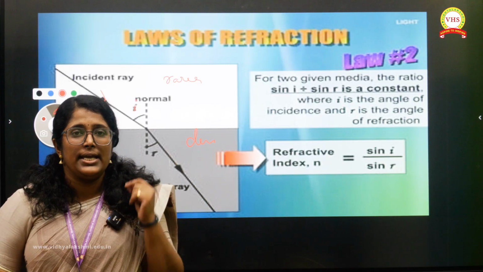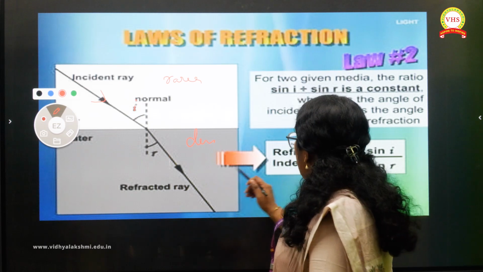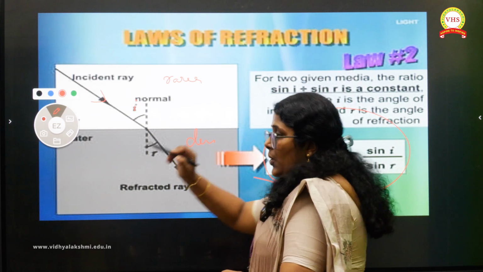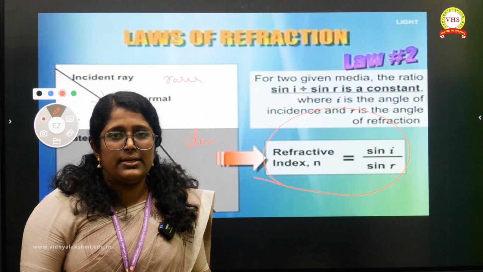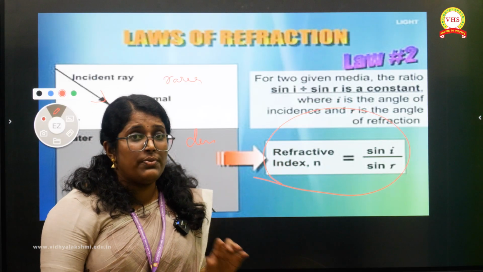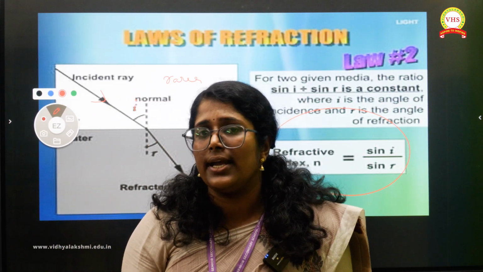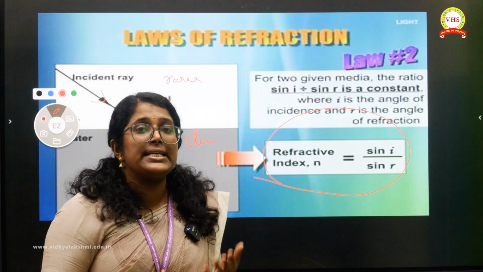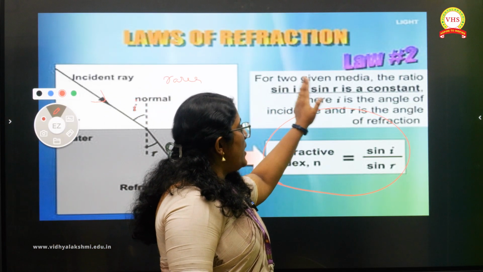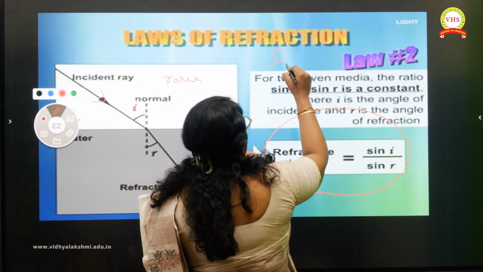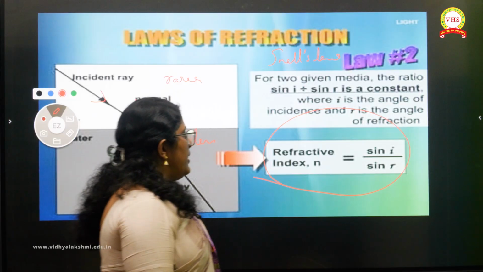The second one has a more mathematical equation for that, isn't it? And this is a very important formula. A lot of numericals from this, as well as prism and all. A lot of numericals are there based on this formula alone. So it's very important for you to understand how to apply this law. What is the second law? Second law is nothing but Snell's law of refraction. So it's nothing but Snell's law. What does Snell's law say? Snell's law of refraction. Okay.